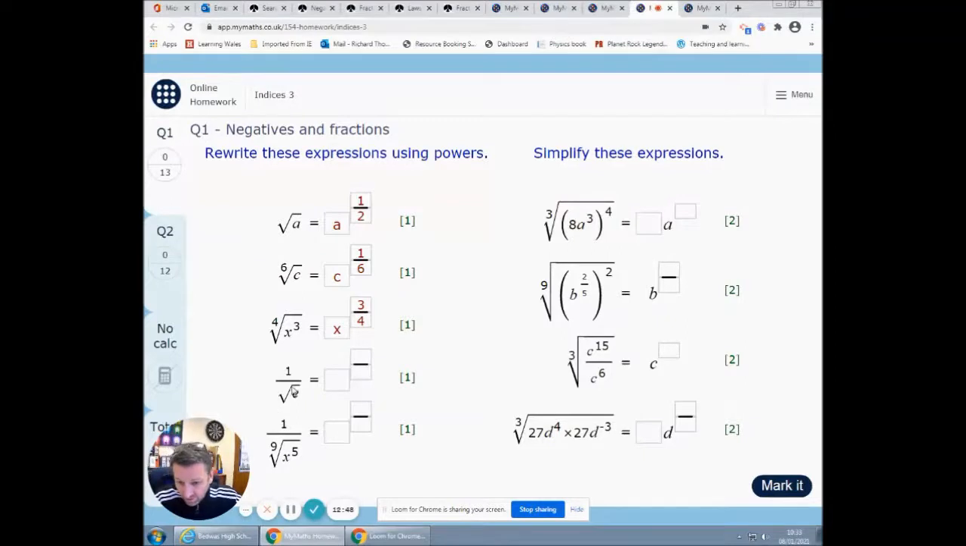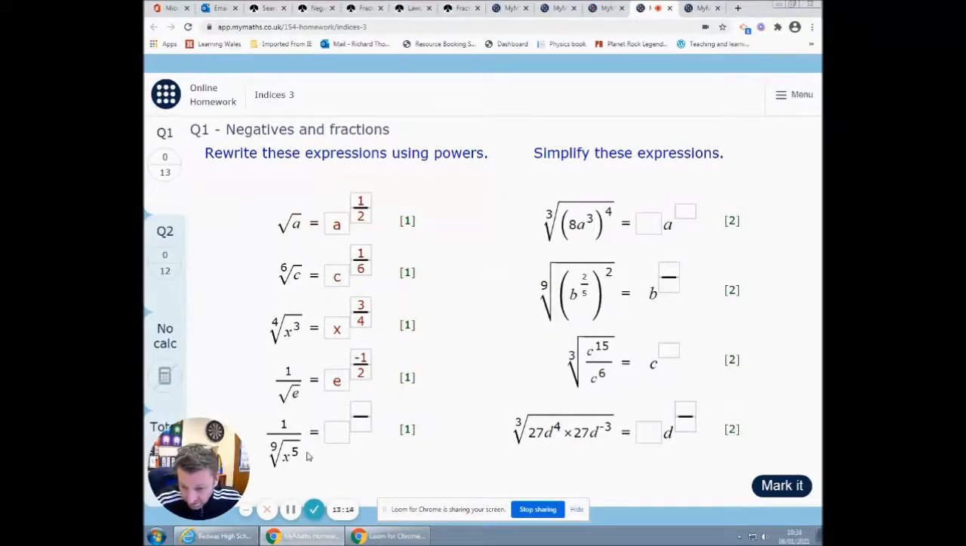Right, think of this. Pretend the 1 wasn't there and it was just the square root of e. That would be e to the power of a half. No problems, just like the one we did up there with the a. However, it's reciprocated, it's 1 over. So we know that means you have to give it a negative power or a negative indice. So I'm going to chuck a minus in front of that one there.